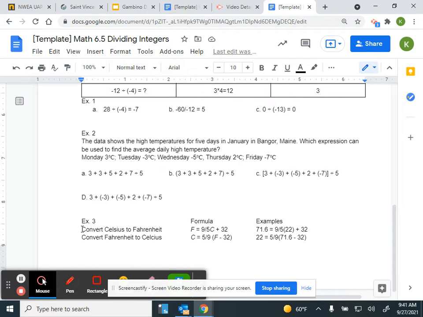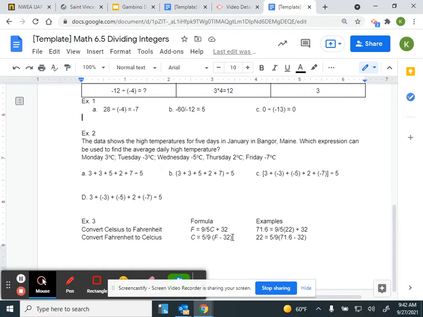Now let's look at example 3. We want to convert Celsius to Fahrenheit and convert Fahrenheit to Celsius. And the formula for doing that, to go from Celsius to Fahrenheit, is you want to do 9/5 of the Celsius plus 32. And to find the Celsius, you do the opposite. So instead of 9/5, you do 5/9 times the Fahrenheit minus 32.